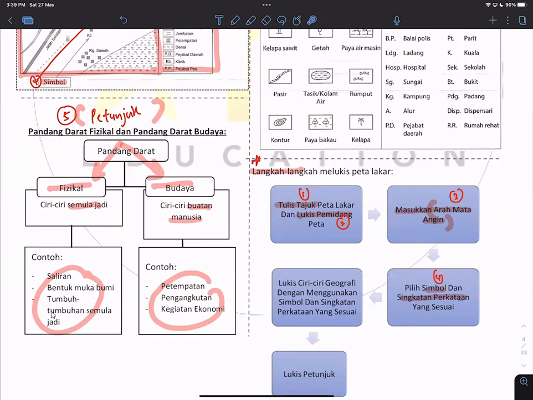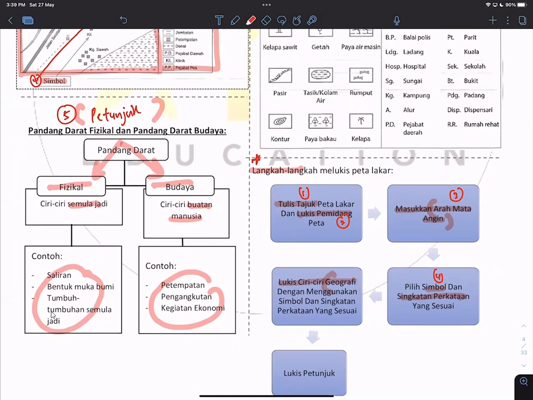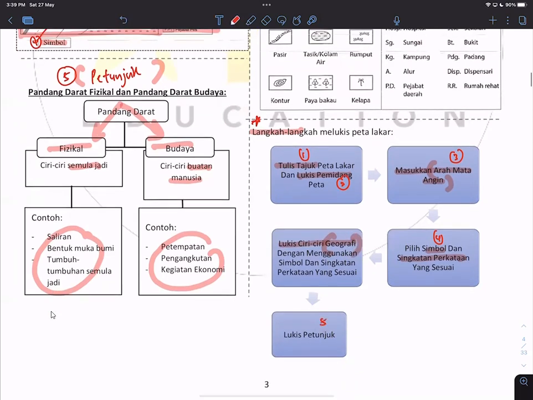So the fourth step, we try to lukiskan ciri-ciri geografi dengan menggunakan simbol dan singkatan yang sesuai. Okay, so it's almost the same thing. So these two are almost the same thing. Try to lukiskan all the ciri-ciri geografi. So what's ciri-ciri geografi? All the symbols, like let's say contour, or maybe the kaki bukit, or maybe the Sawah Padi. Yeah, so the last one, fifth step, this is your last ciri for petunjuk.